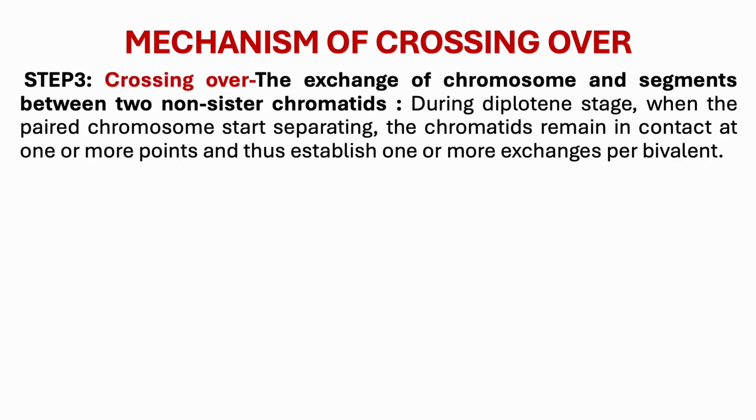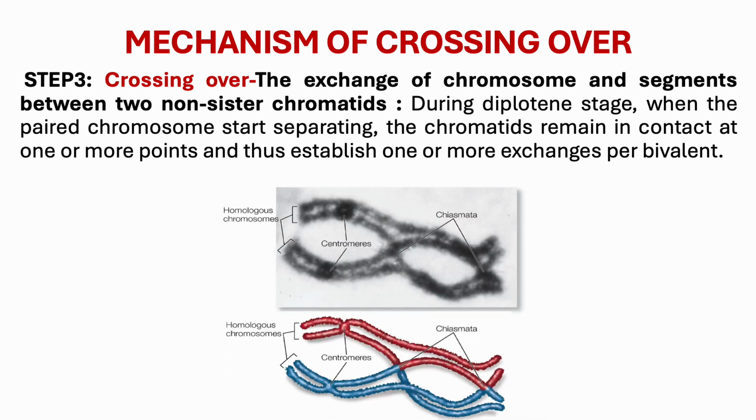The longitudinal splitting of chromosomes is achieved by the separation of already duplicated DNA molecules. The third step in the mechanism of crossing over is the exchange of chromosome segments between two non-sister chromatids, that is the crossing over. During diplotene stage, when the paired chromosomes start separating, the chromatids remain in contact at one or more points and thus establish one or more exchanges per bivalent. These points of contact are known as chiasmata.